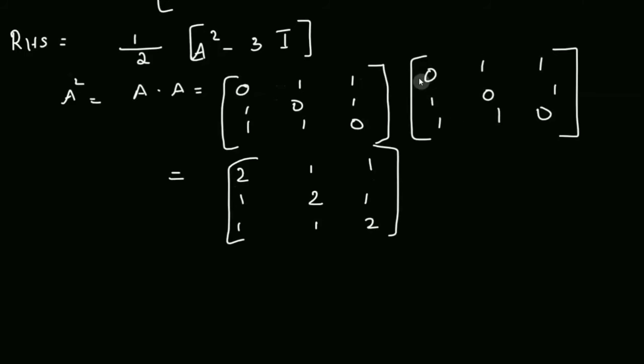Second row, first column: 0, 0, 1. Second row, second column: 1, 0 and 1, that is 2. Second row and third column: 1, 0, 0, so it is 1. Then third row: 1 into 0, 0 plus 1 plus 0, that is 1. 1 plus 0 plus 0, that is equal to 1. 1 plus 1 plus 0, that is equal to 2.